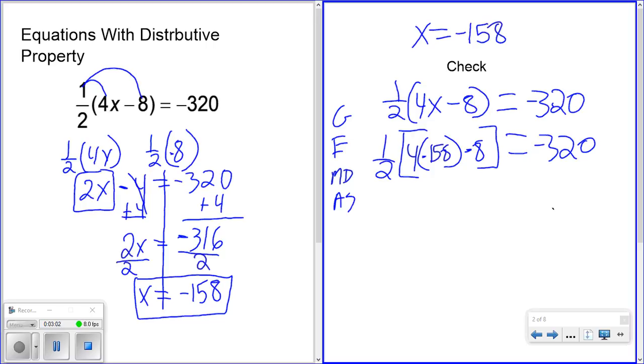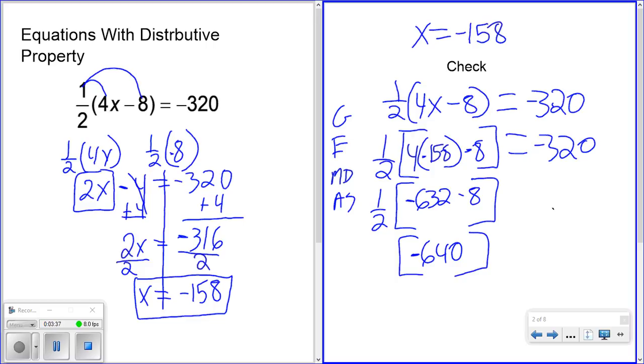When we go into the grouping, we see multiplication as the first operation. And 4 times 158 is 632, but that's a -632. Please do not forget your negative and positive signs. Do not make those mistakes. So -632 minus 8 will be -640. Now, we still have this fraction outside.